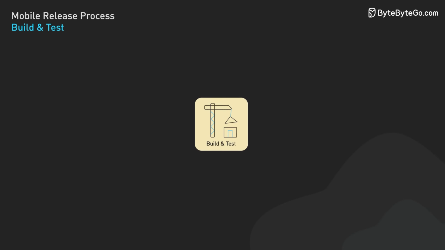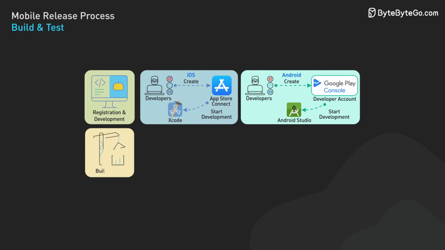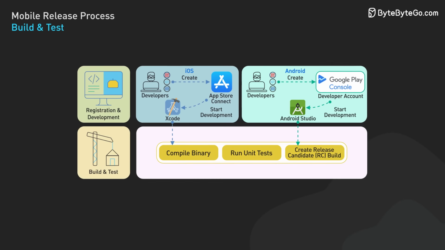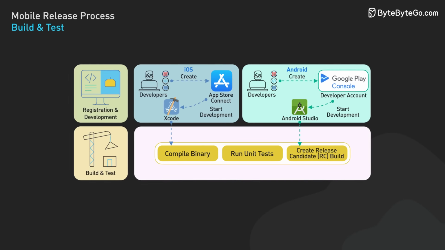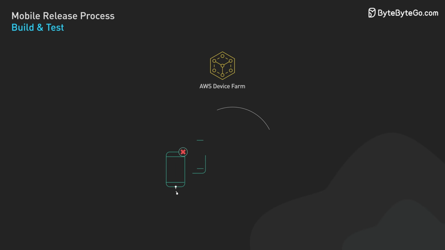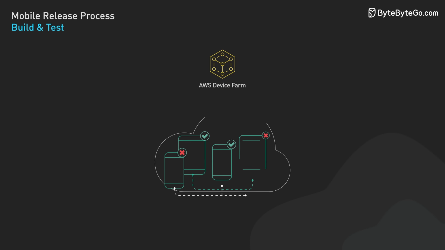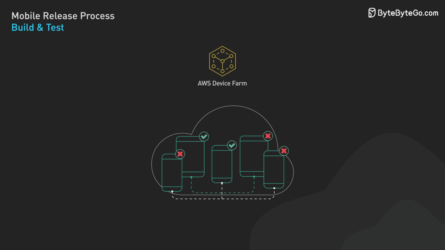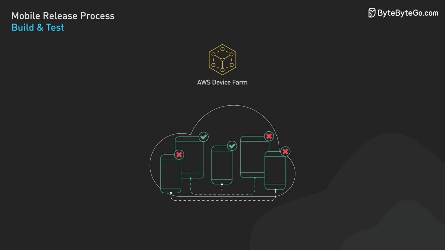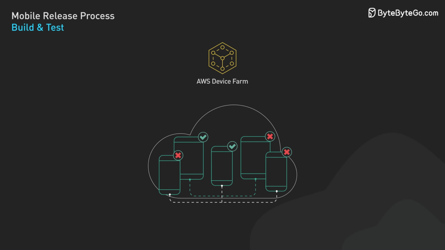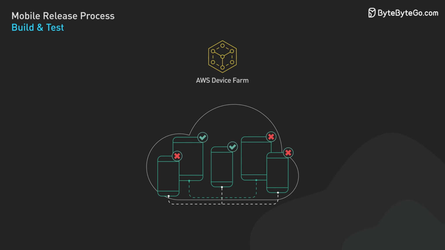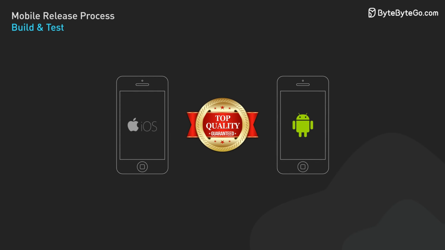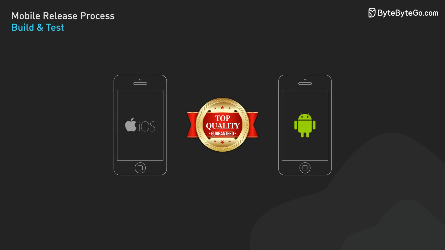Once we've written our code, it's time to build and test. We compile our app's binary and conduct thorough testing using tools like XCTest for iOS and Espresso for Android. Device Farms help us automate testing across hundreds of device configurations, catching issues that could affect different hardware or OS versions. This automation is integrated into our CI/CD pipelines to streamline the build and test process. Our goal is to deliver top-notch quality and performance across all devices, aiming for a rock-solid release candidate ready for the next stage.